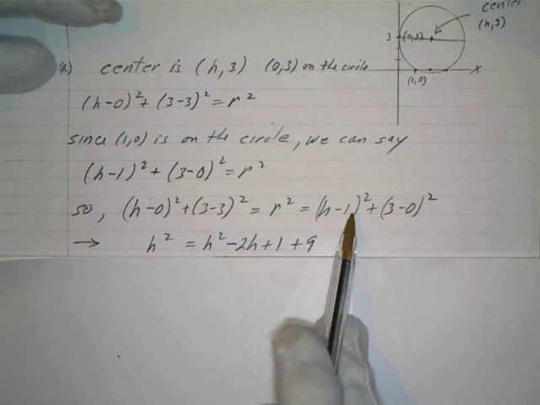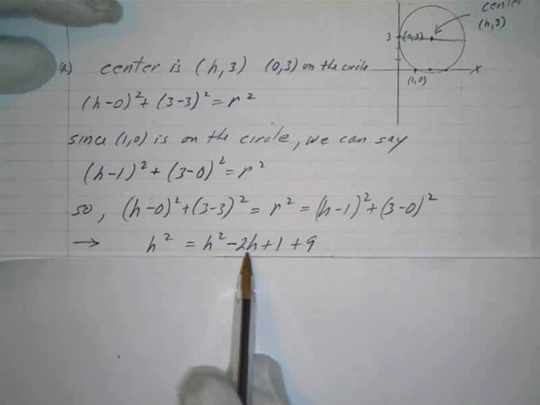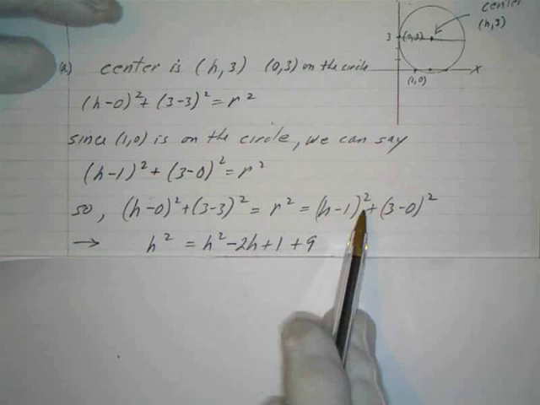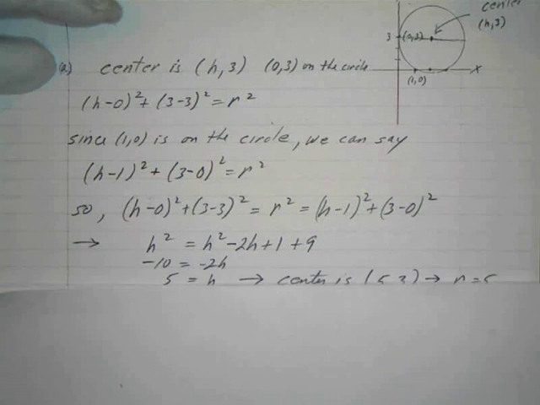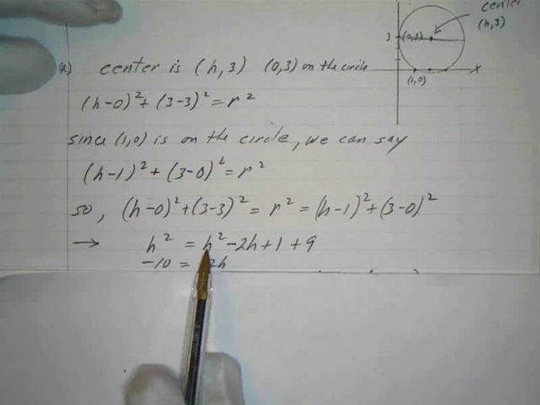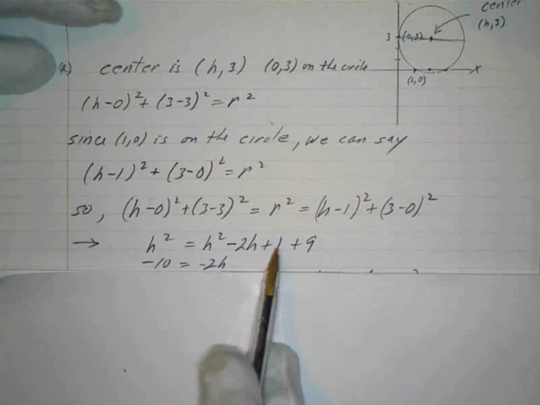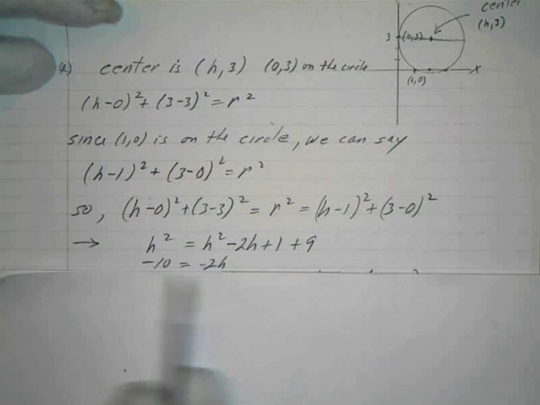I can square out this binomial. That's just going to be h squared minus 2h plus 1. So that's this binomial squared plus 9. Then I can simplify it. And if I just subtract h squared from both sides, I end up with negative 2h plus 10. And if I subtract 10 from both sides, this is what I have.